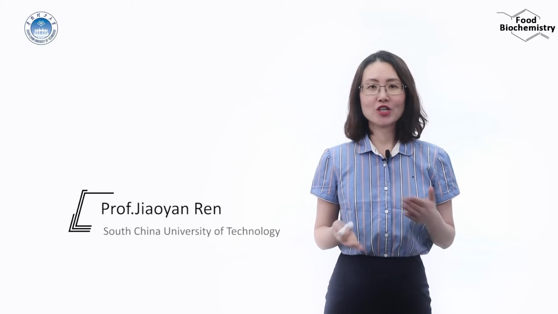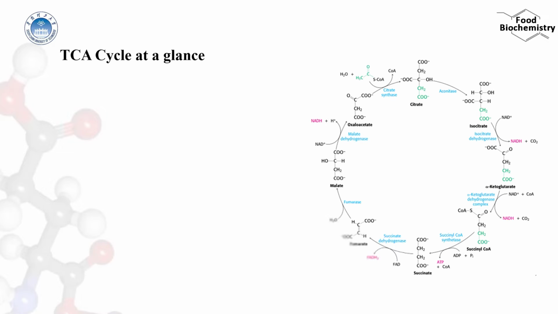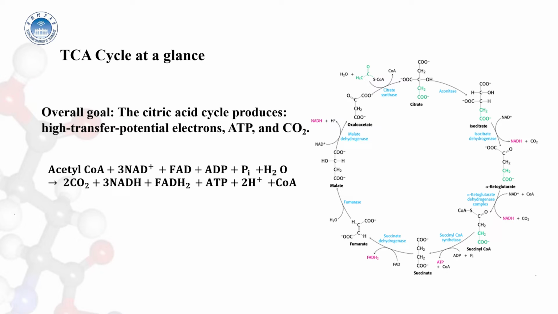Hi everyone, we will continue to talk about the citric acid cycle. Before we start, we want to recap the TCA cycle reaction we introduced last time. As we talked about, the citric acid cycle produces high transfer potential electrons, ATP, and CO2. The next reaction of the citric acid cycle is shown here.